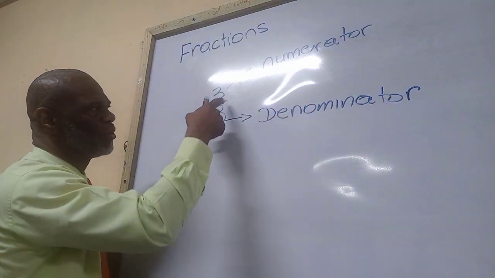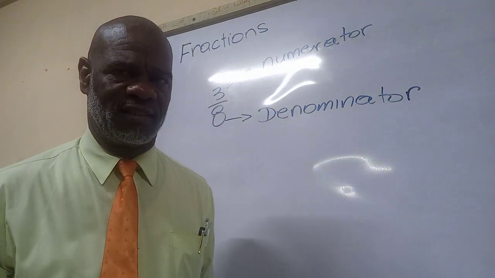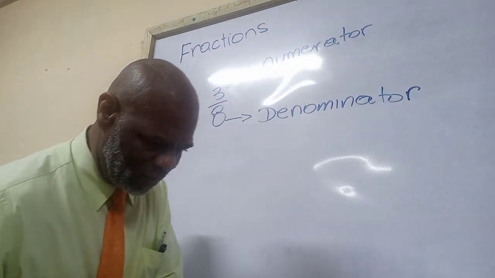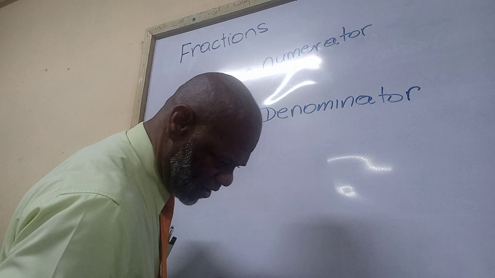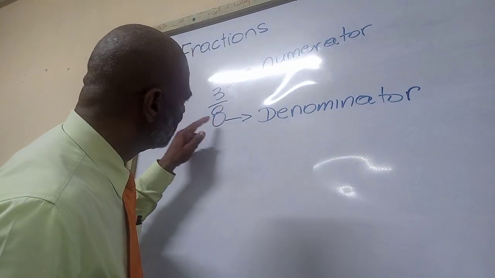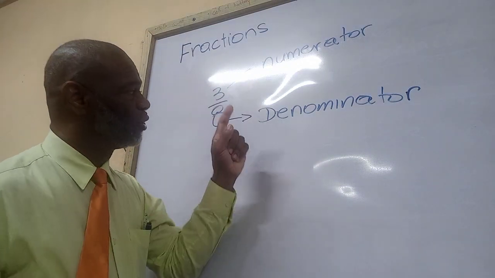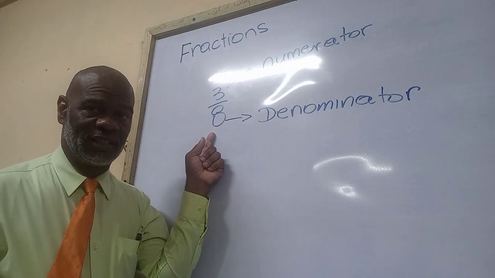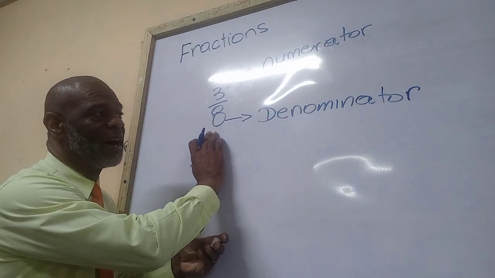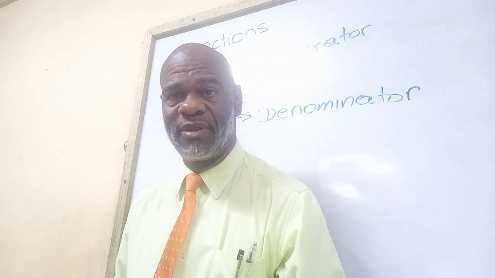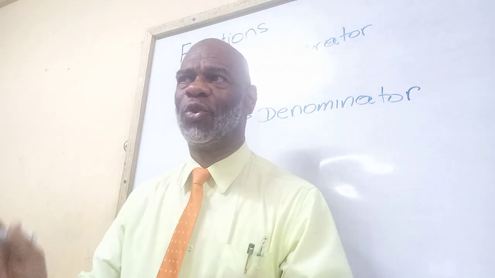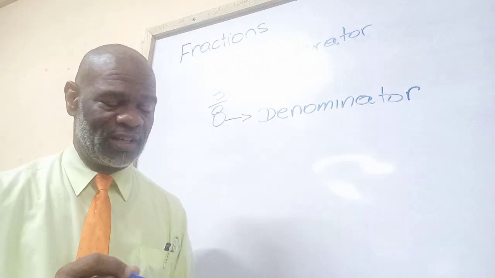Now this we call a dividing line. So we have the numerator, and the denominator tells us how many parts the whole is divided into. Remember, the denominator tells us how many parts the whole is divided into.